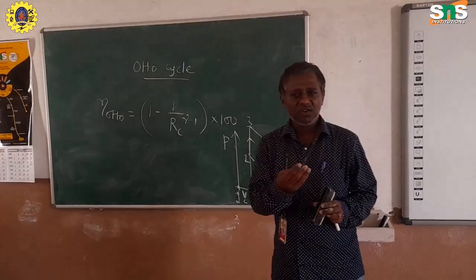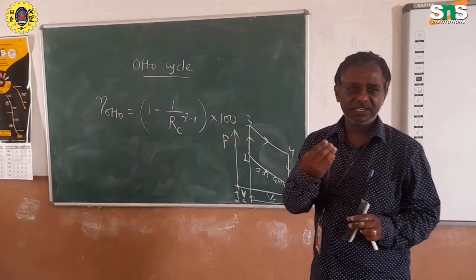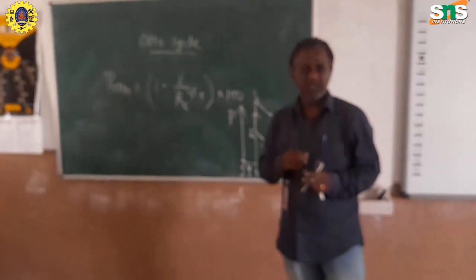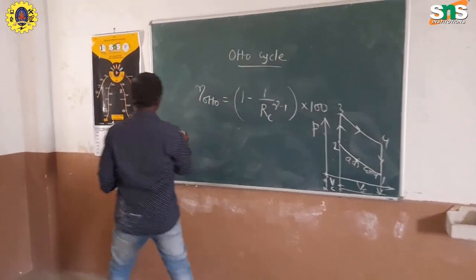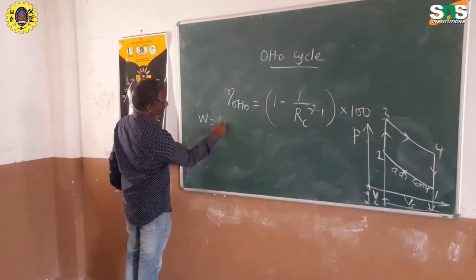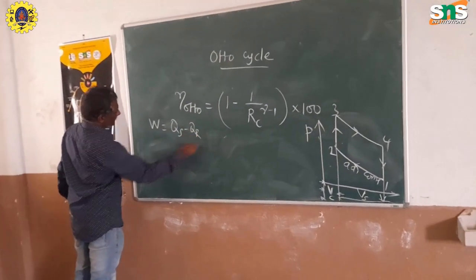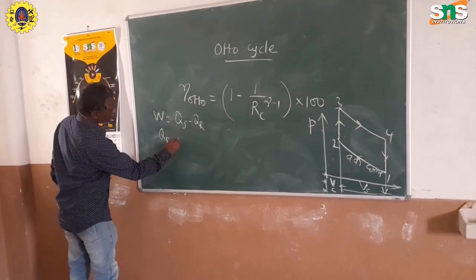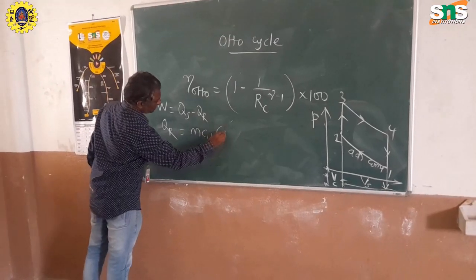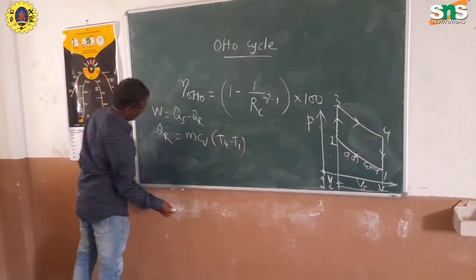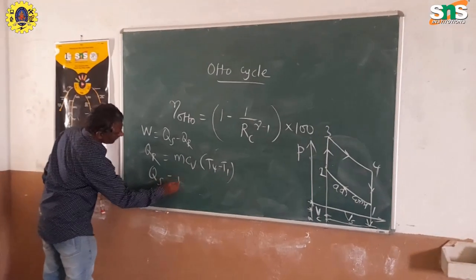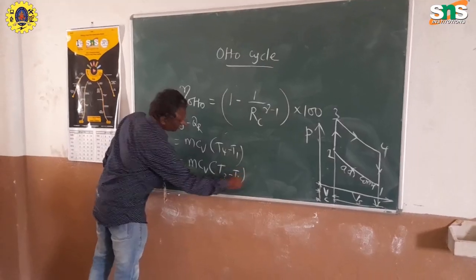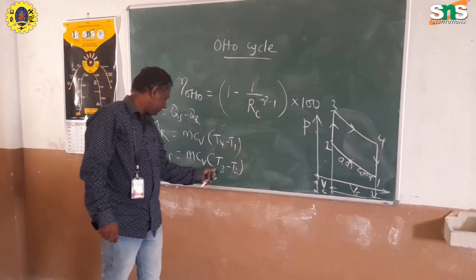Here, efficiency can be defined as the work obtained by the input, and the input here is the heat energy supplied. We have already done it. W obtained is nothing but QS minus QR, and QR is equal to m Cv into the temperature difference T4 minus T1, as well as QS, that is the input, which is m Cv into T3 minus T2. These things we have studied in the earlier classes.